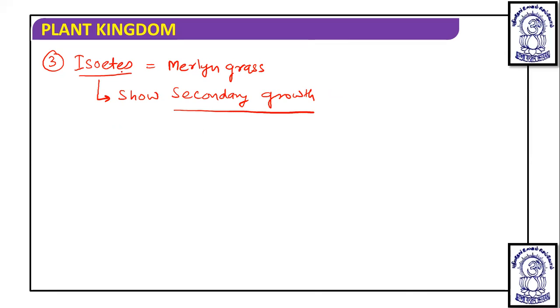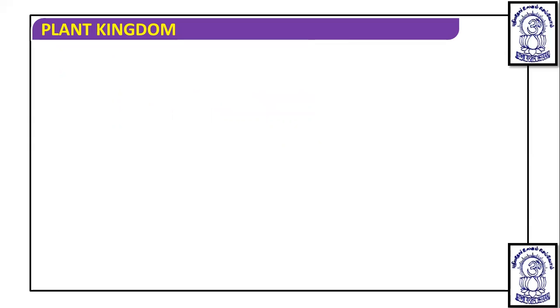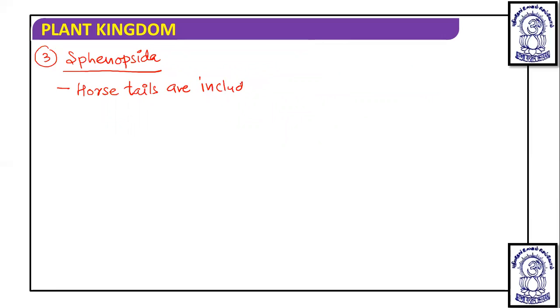So, these are some of the characteristics of the class Lycopsida, and these are the examples of it. After this, we are going to discuss another class of this particular group, the third class, that is Sphenopsida. This Sphenopsida is the class in which horsetails are included.